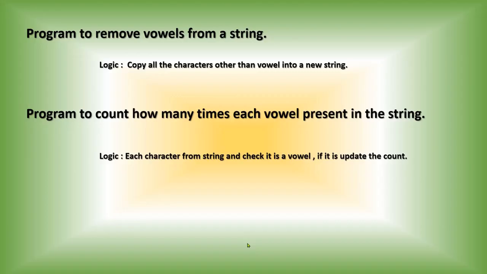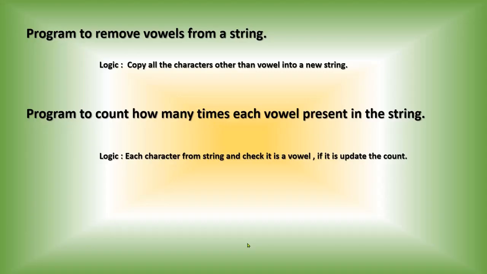So that is the program. You have to take each character and if it is a vowel, update the count. That is the logic. Take each character from the string. Check if it is a vowel. If it is a vowel, update the count. The same procedure we used in the previous program you can use over here. Here you just want to update the count. Individual counts you have to use.